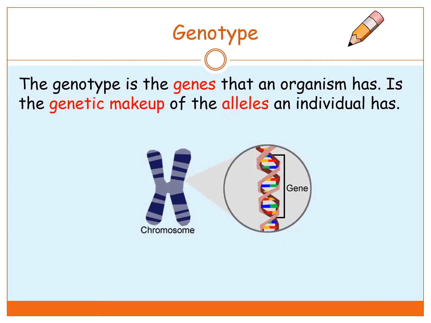So you need to know the word genotype. The genotype is the genes that an organism has. It's the genetic makeup of the alleles an individual has. So basically all the organism's genes are its genotype. You need to write this down over and over again and memorize it.